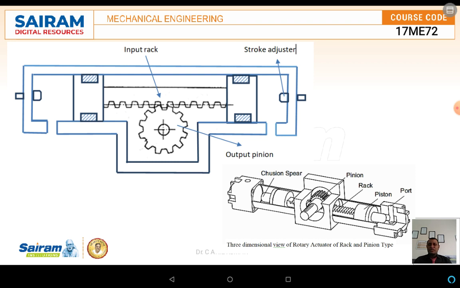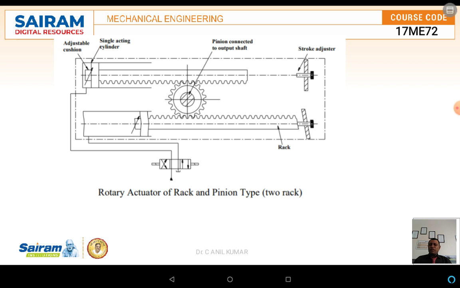As the piston starts reciprocating, the shaft which is mounted on the gear will also start rotating, because of the sliding movement of the piston and the connection between the rack and the pinion. Now the next part we are discussing is a rack and pinion arrangement which has two racks and one pinion.